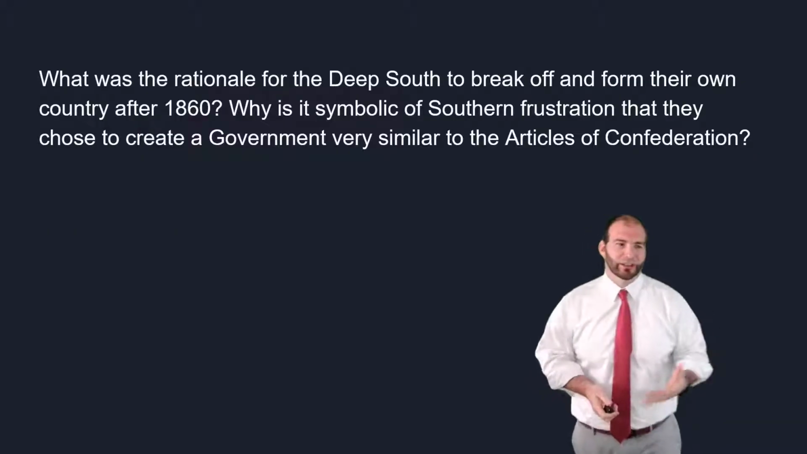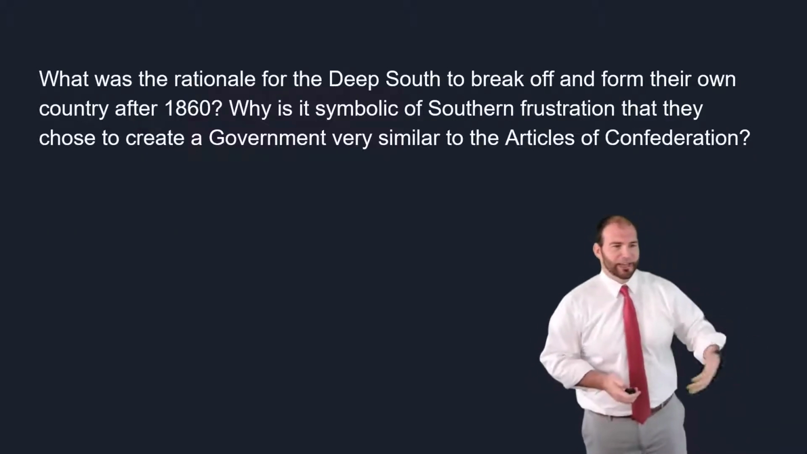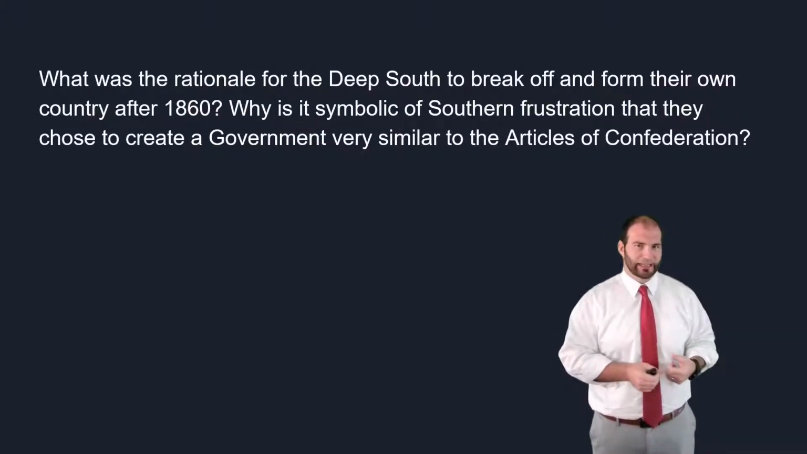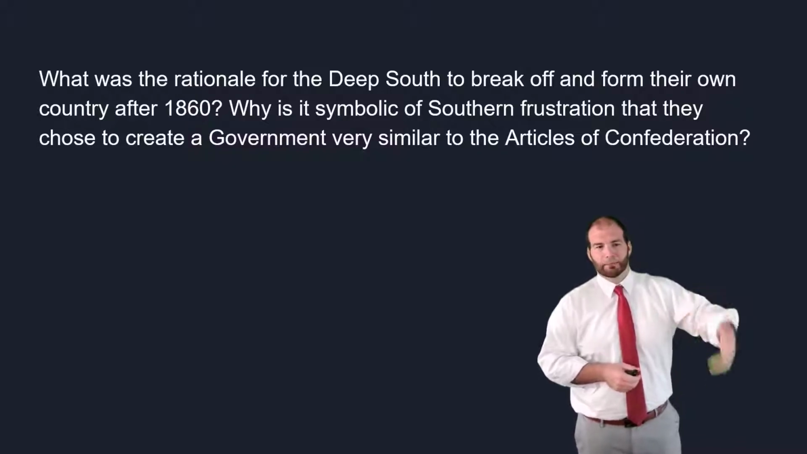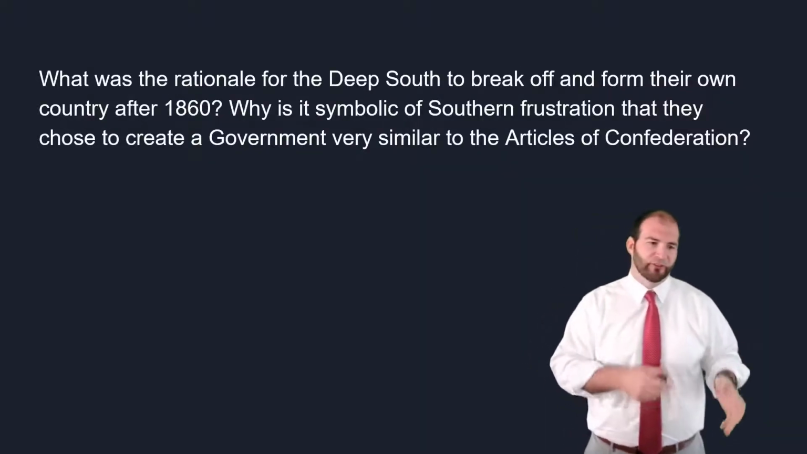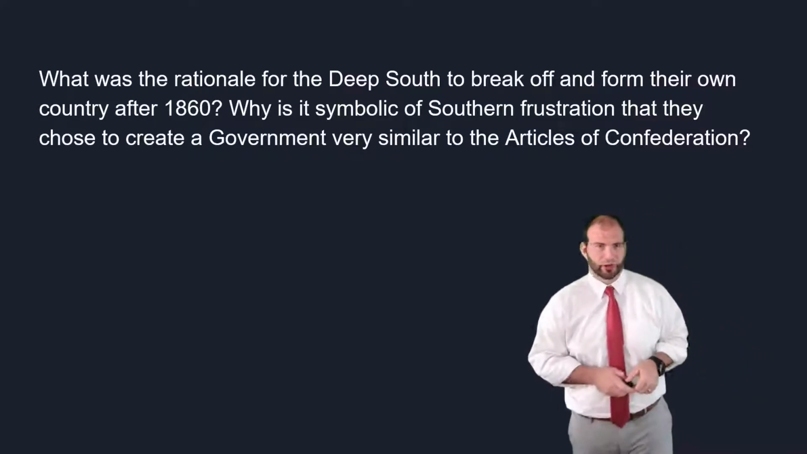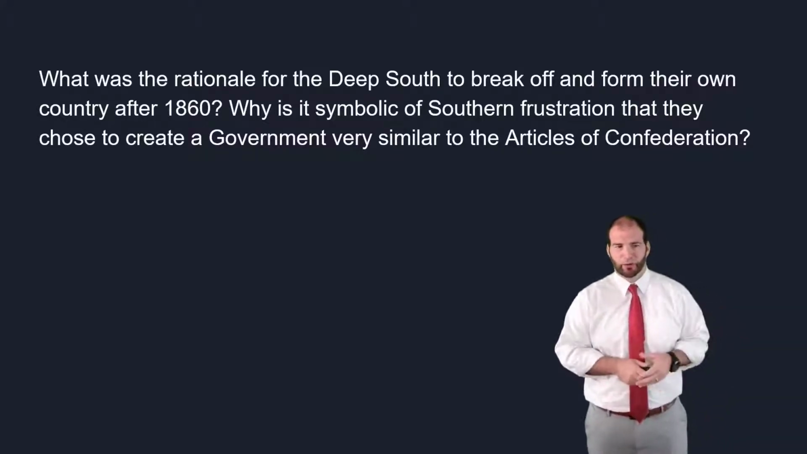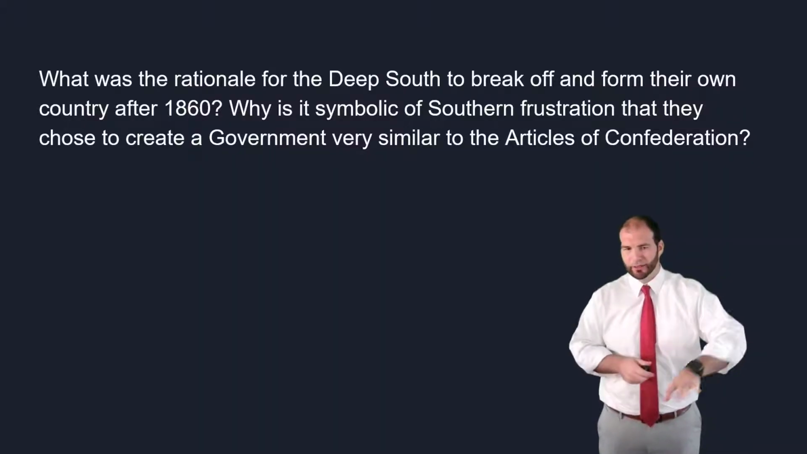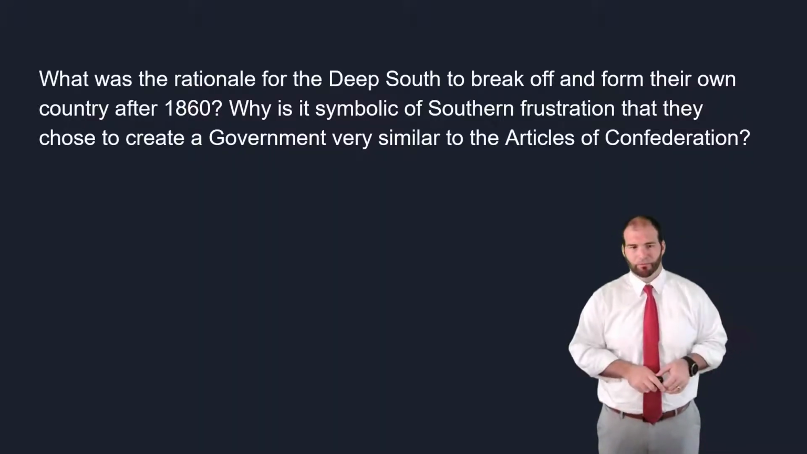So the question here is, what was the rationale for the Deep South to break off and form their own country after 1860? Why is it symbolic of Southern frustration that they chose to create a government very similar to the Articles of Confederation? We just got done talking about that. So pause me, answer that completely, and we're moving on.